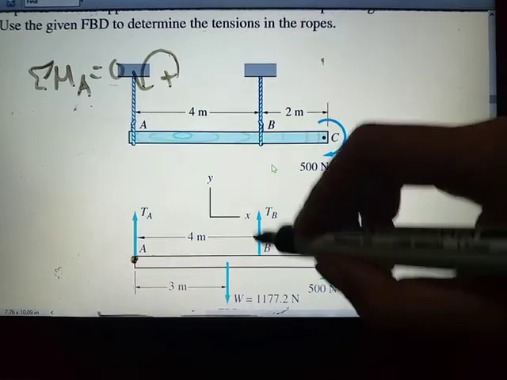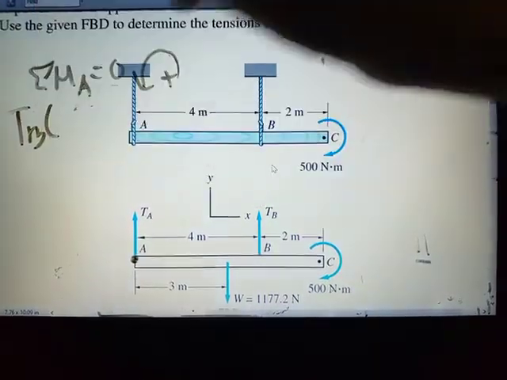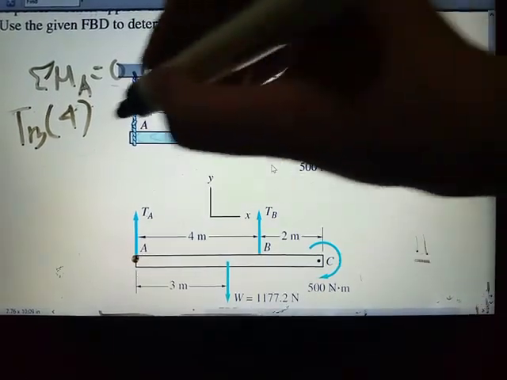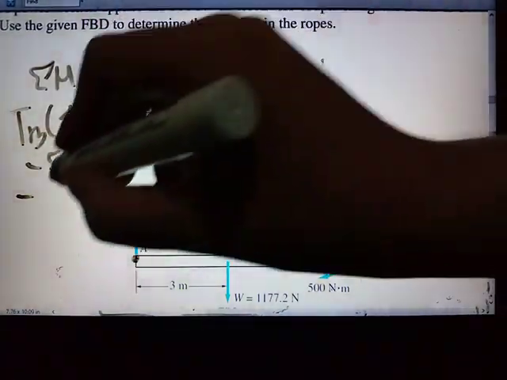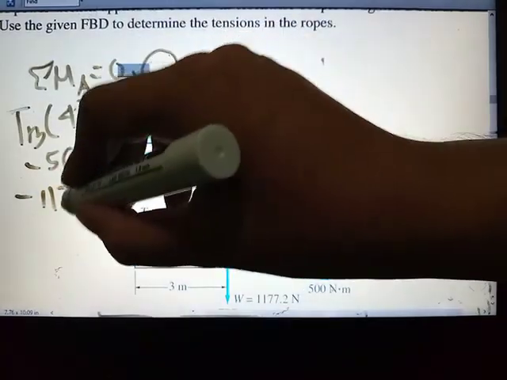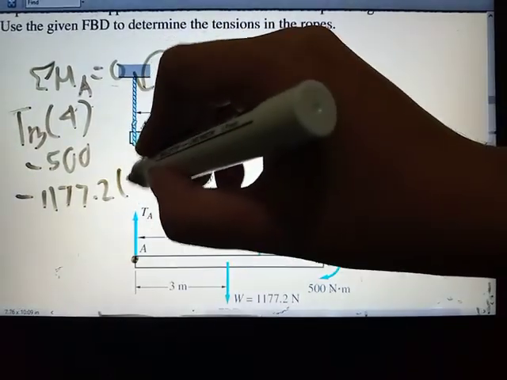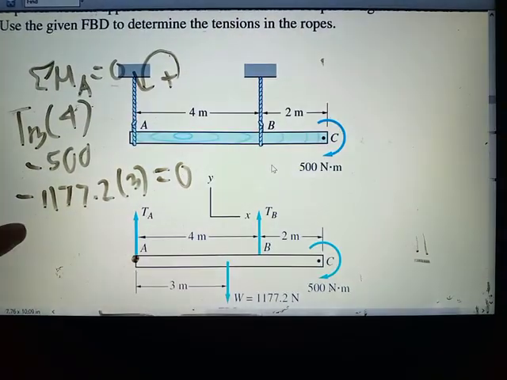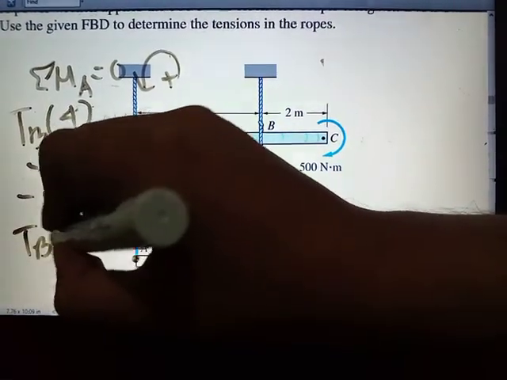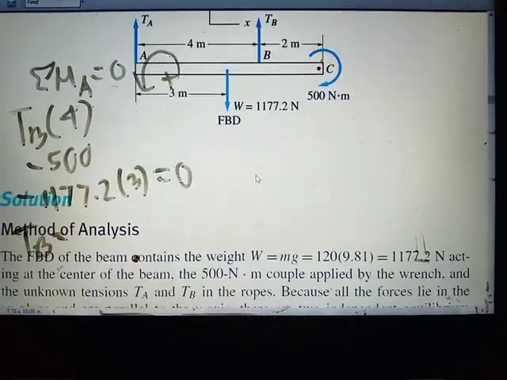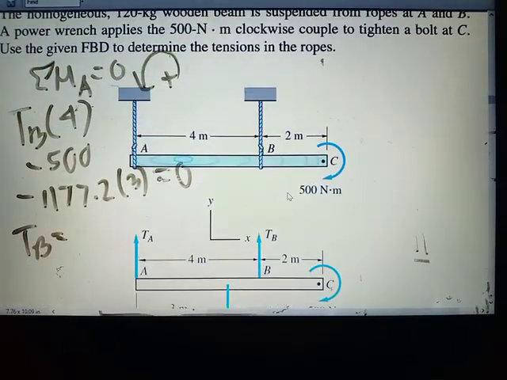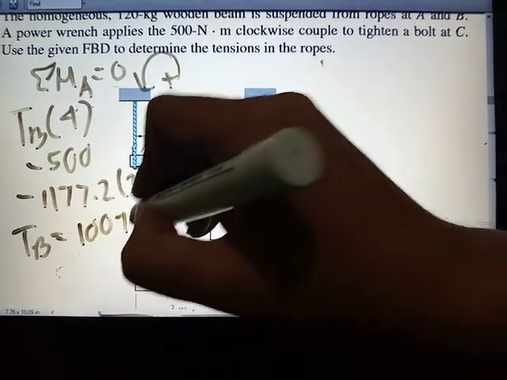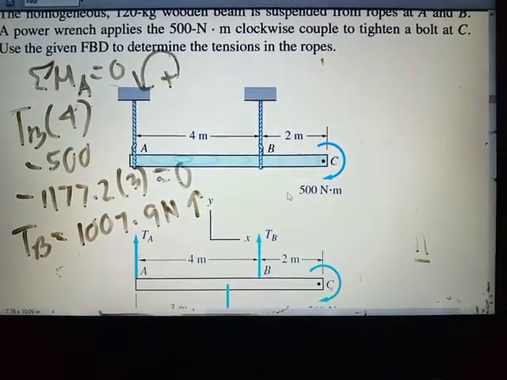And then we have TB. TB has a moment arm of 4. We have a moment of negative 500. And we have W. We somewhat forgot W: 1,177.2 times 3 is equal to 0. So we get TB. Our TB is 1,007.9 Newton, upward. You should always give a direction, so upward. So this is TB.